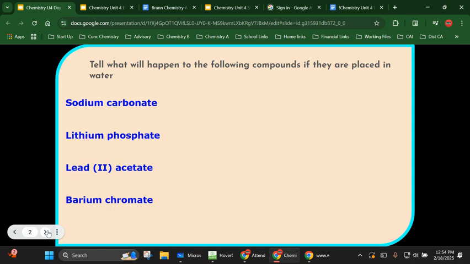Okay? Now we put AQ after it, to tell people it's aqueous. Plus, if it's in this section, what is the ion that makes up that compound? Okay, so we write the carbonate ion.